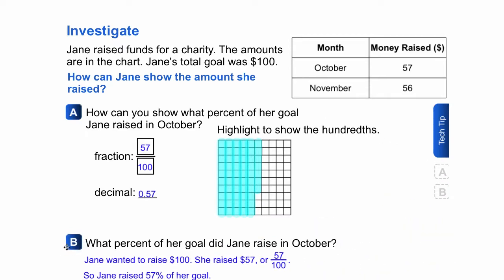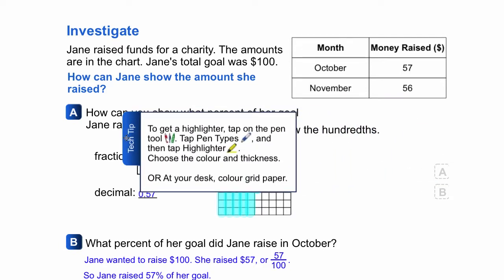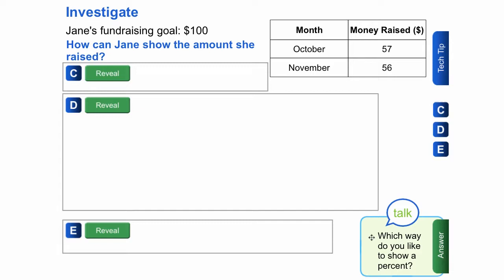Tech tips are provided to explain how to use the SMART tools for each lesson, making the lessons easy to use for teachers and students. Continuing to the next slide, the lesson continues with more guiding questions related to the same problem. The Talk feature provides a reflecting question to get students to think about and develop a deeper understanding of their learning. Answers to the Talk questions are always provided as well.